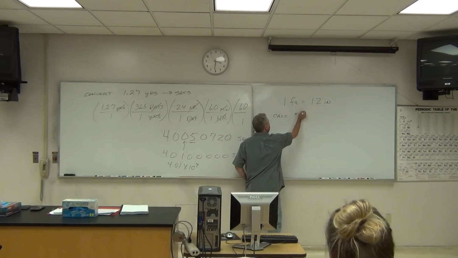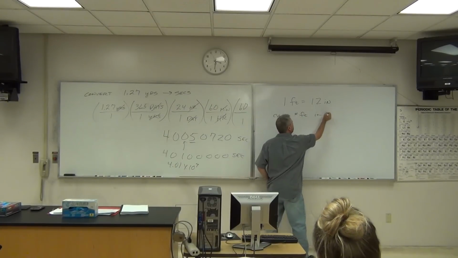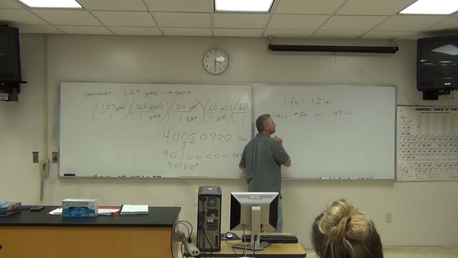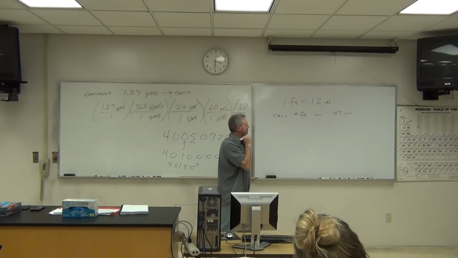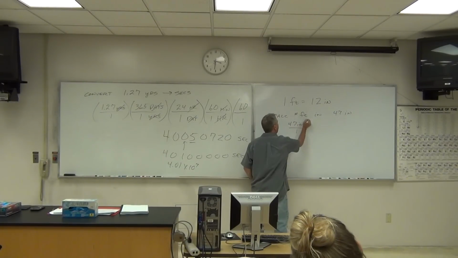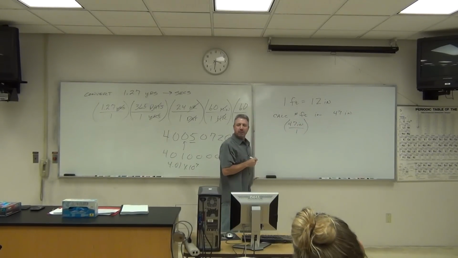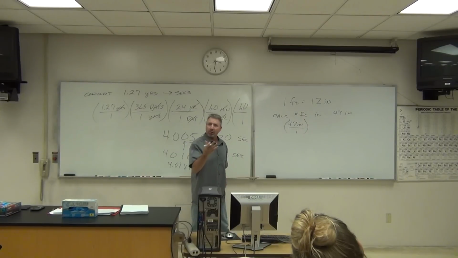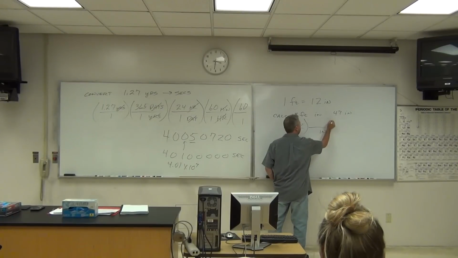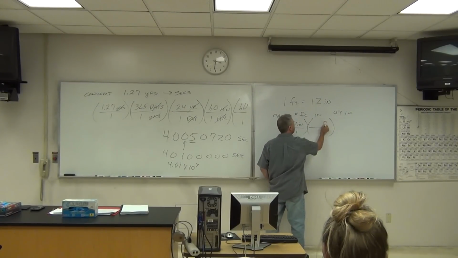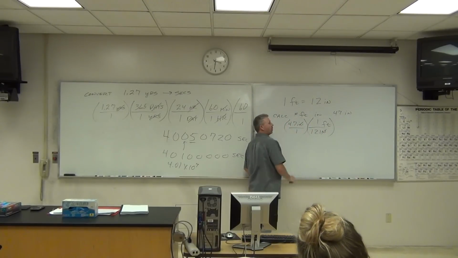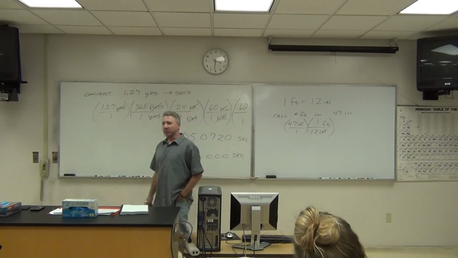So if you had something like, calculate the number of feet in 47 inches. You would have 47 inches over 1. We follow our protocol for solving. I know that inches have to be in the bottom in the next one. Wherever the inches go, that's where the 12 goes.